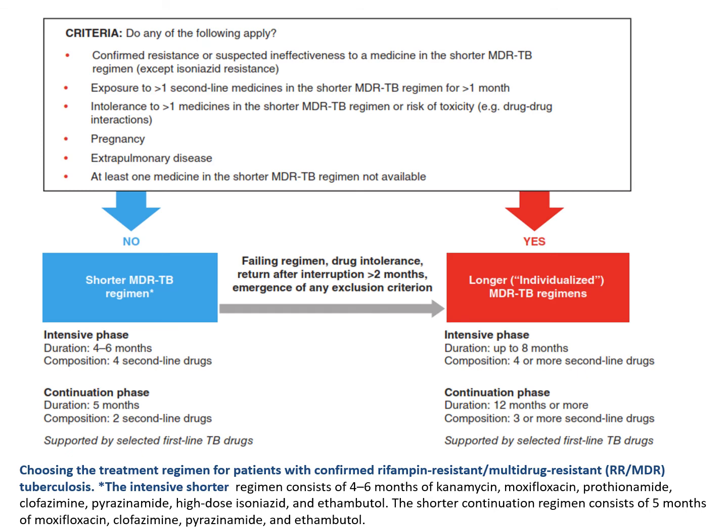You see here the criteria: the shorter MDR regimen and the longer one. In longer MDR-TB regimens, we have an intensive phase duration of up to 8 months, with a composition of 4 or more second-line drugs. In the continuation phase, we have a duration of 20 months or more, with a composition of 3 or more second-line drugs.